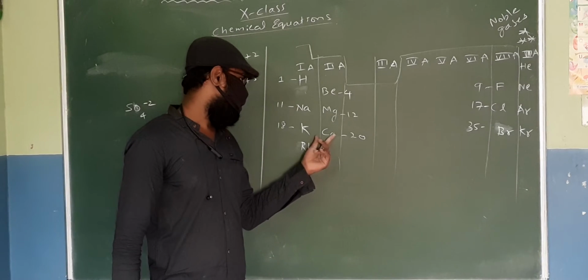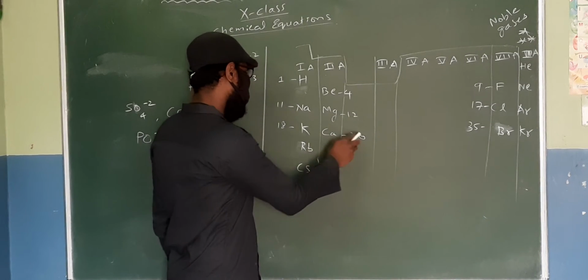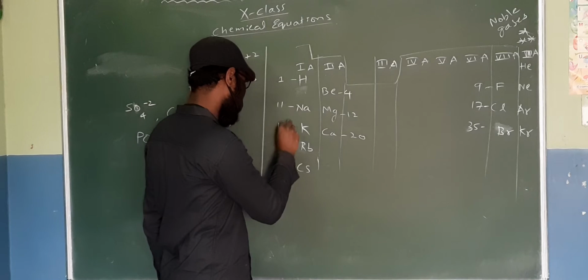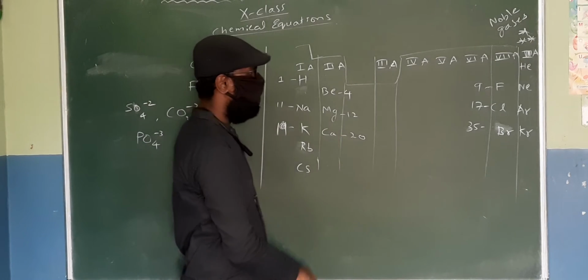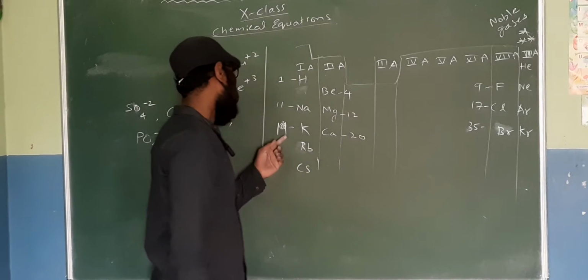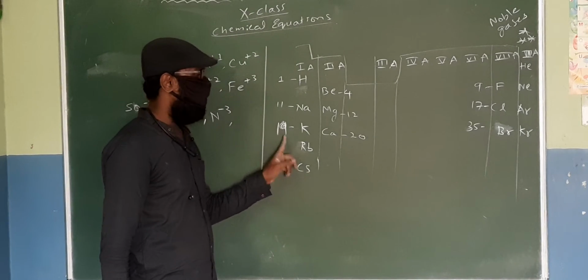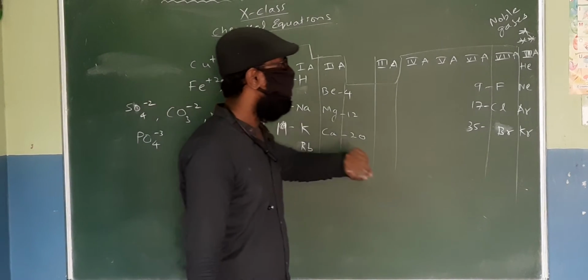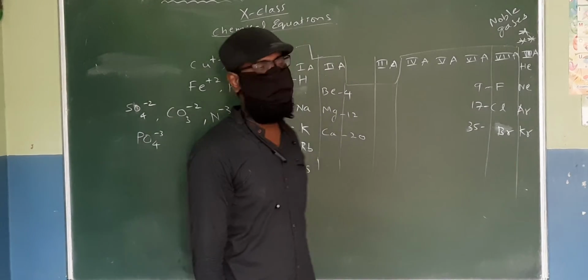And calcium, it has 20 electrons. If calcium loses 2 electrons, it will become like argon, which has 18 electrons. And potassium has 19 electrons. If it loses just 1 electron, it will become like argon.